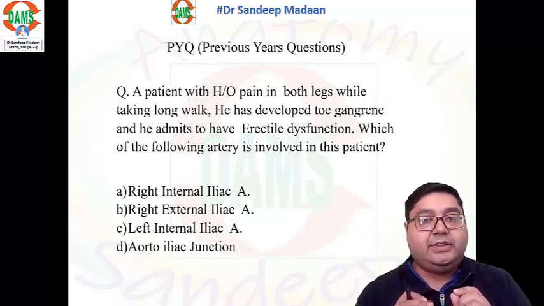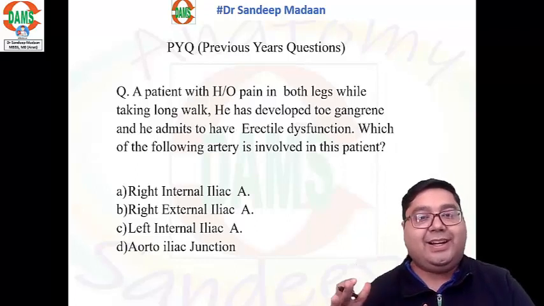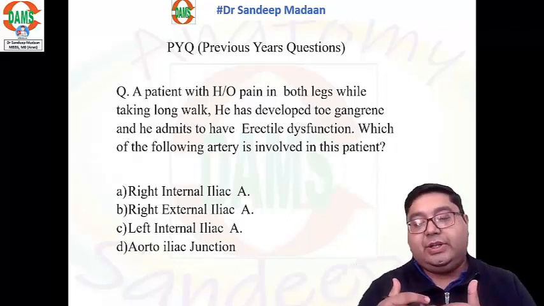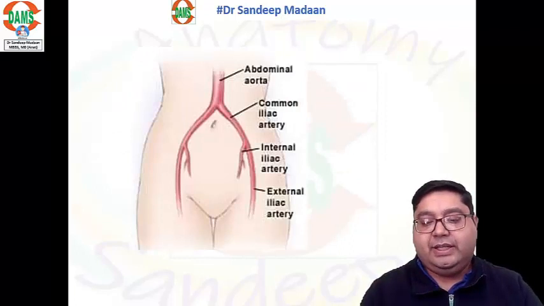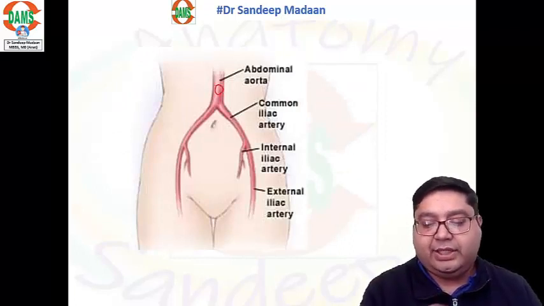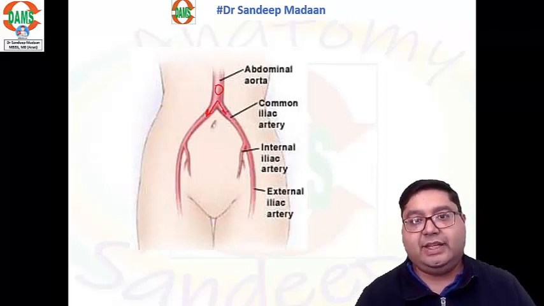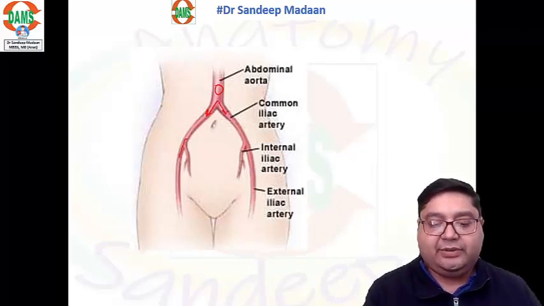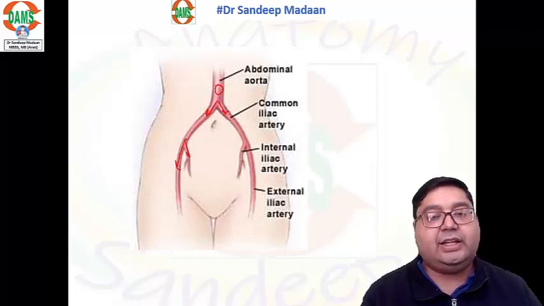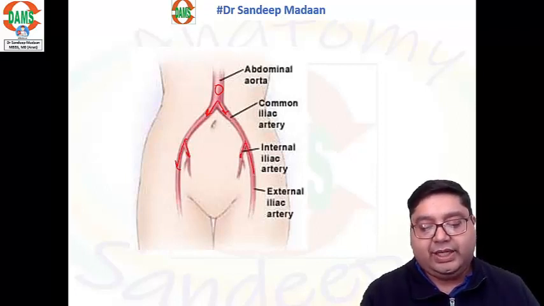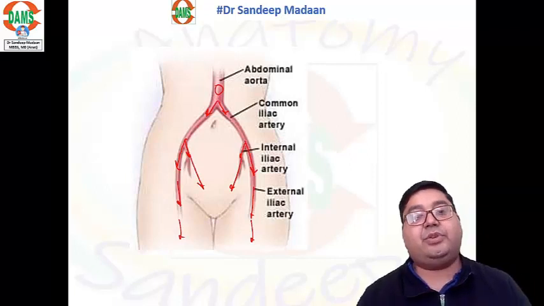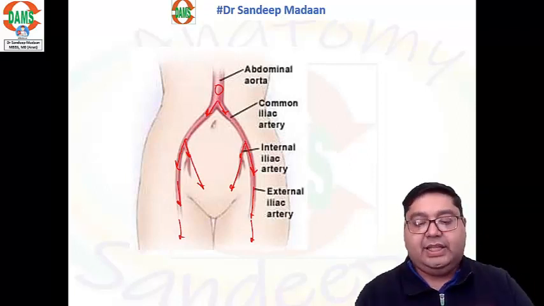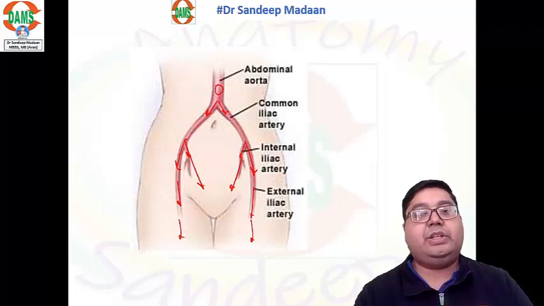So either it is the involvement of both the common iliac arteries, because we know, let us look at the anatomy part. Let me show you this. Here we have the abdominal aorta. This abdominal aorta will bifurcate into two common iliac arteries, and common iliac arteries will bifurcate further into external and internal iliac arteries. So we have these two external iliac arteries which are going for the lower limbs, and these two internal iliac arteries which are coming for the pelvic viscera. So basically this particular pathology is possible.